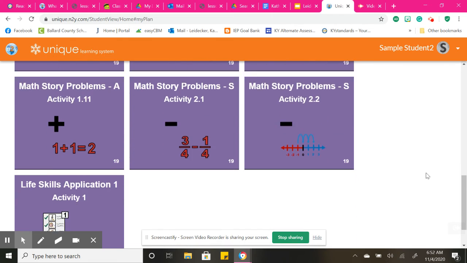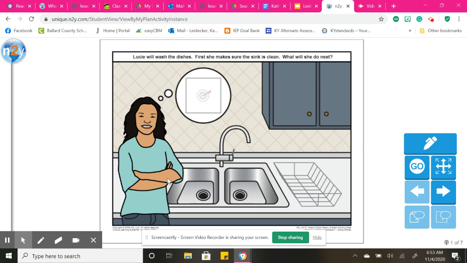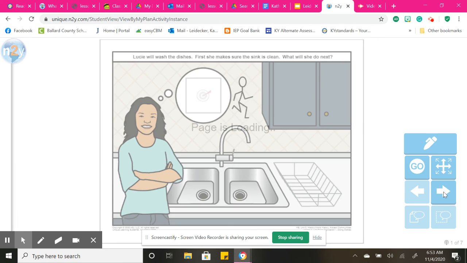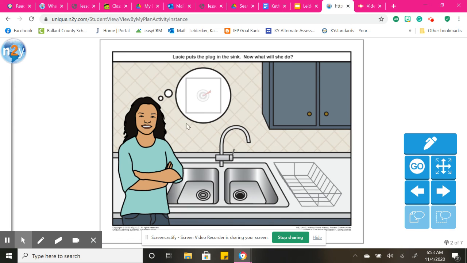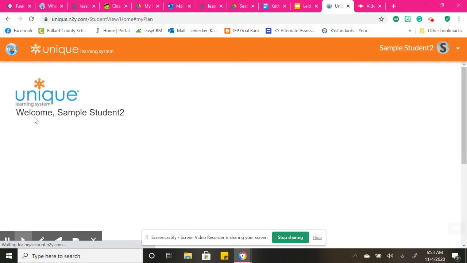That's reading and math, and their life skills application, washing the dishes. So just go through this slide and understand what she will do when washing dishes. We have all washed dishes with our cooking lessons.